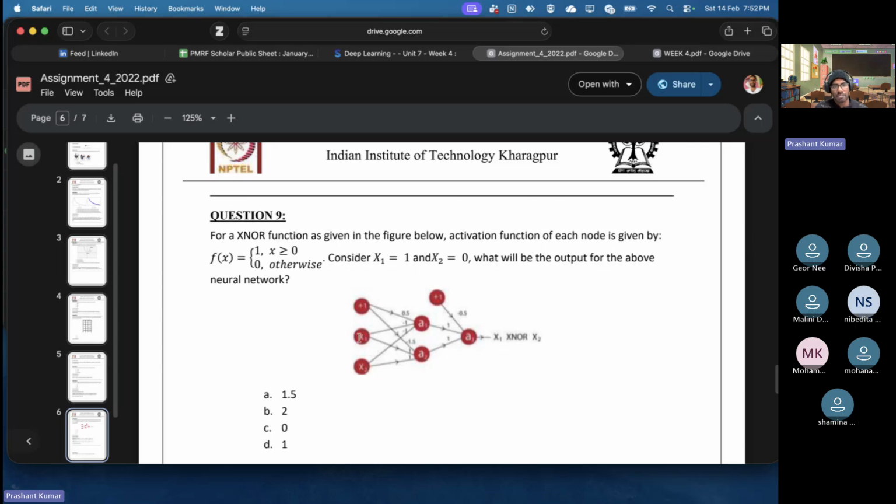So basically, when I'm keeping the value of x1 as 1 and x2 as 0, I am getting the outputs a1 and a2 as minus 0.5 and minus 0.5. That output is passed through this function f, and that is giving us 0. And that 0 is taken as the input. When we pass that, we are getting the value minus 0.5 here as well. That minus 0.5 is passed through that function f, and it is producing the value 0. Here it is clearly written that each node has this f(x).